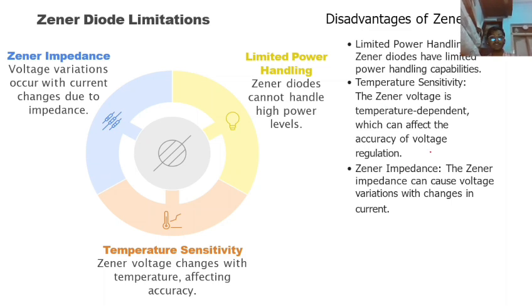Zener impedance. The Zener impedance can cause voltage variation with the change in current. When the current is changing very quickly, the Zener impedance comes into play to overcome the change of current.